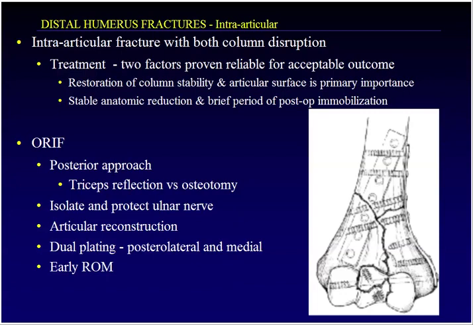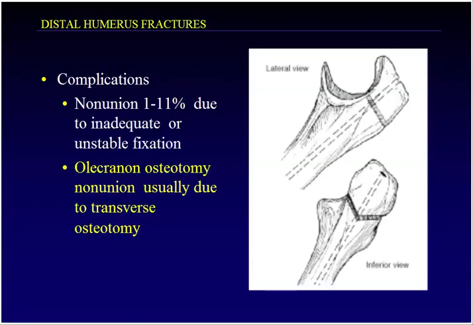Whether or not you transpose the nerve is still a subject of debate among trauma surgeons, probably 6 to 1, half dozen the other. There's nothing in the literature that mandates that you have to do an anterior nerve transposition. Articular reconstruction is critically important to anatomically reduce the intra-articular fracture extension, then dual plating and early range of motion, as we mentioned. Complications of distal humerus fractures, non-unions can occur anywhere from 1 to 10%, and that's usually due to poor surgical technique, inadequate or unstable fixation.